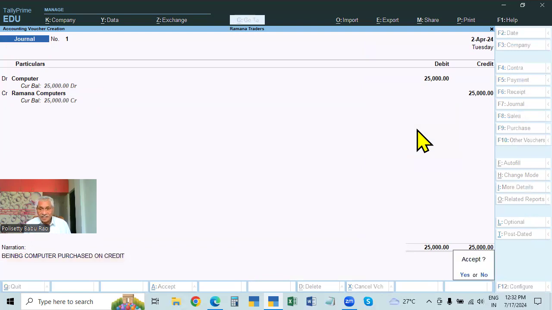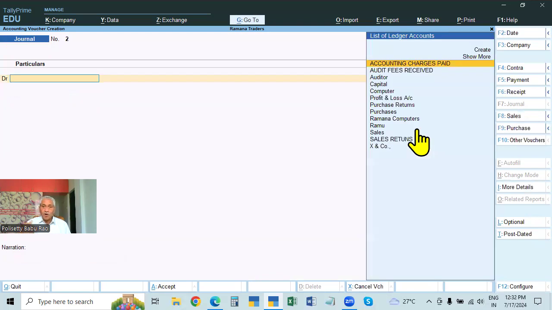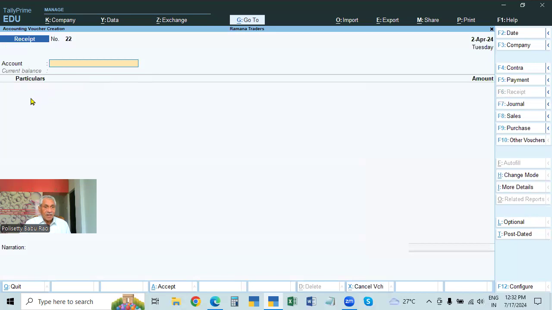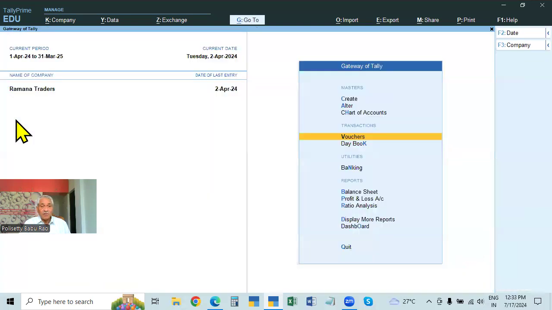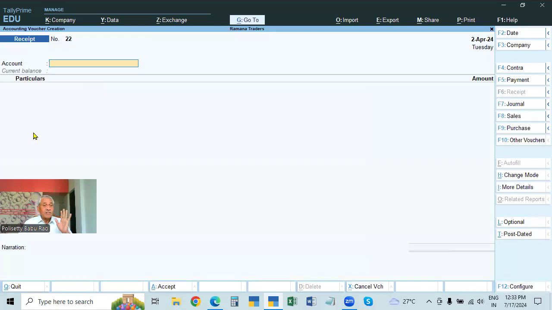For example, we have old furniture. We sold the old furniture for cash, so we get the money. We will enter the receipt voucher, receipt cash, and here what we sold, what is going out. Cash we are receiving. The furniture is going out. That we will write. But here now we are selling on credit.